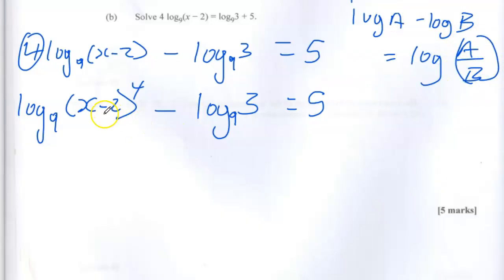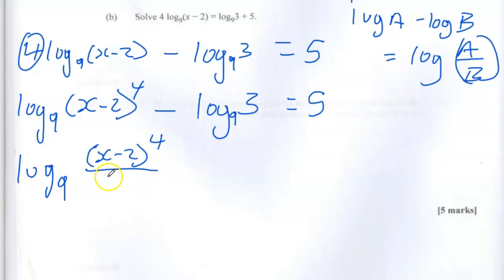Alright, so I can apply the same principle here. Once I'm subtracting, I can group both terms by dividing. So log, think of this as A, think of this as B. So I put A over B. So I put x minus 2 to the power of 4 over 3, as long as both of them have the same base, in this case base 9, equal to 5.